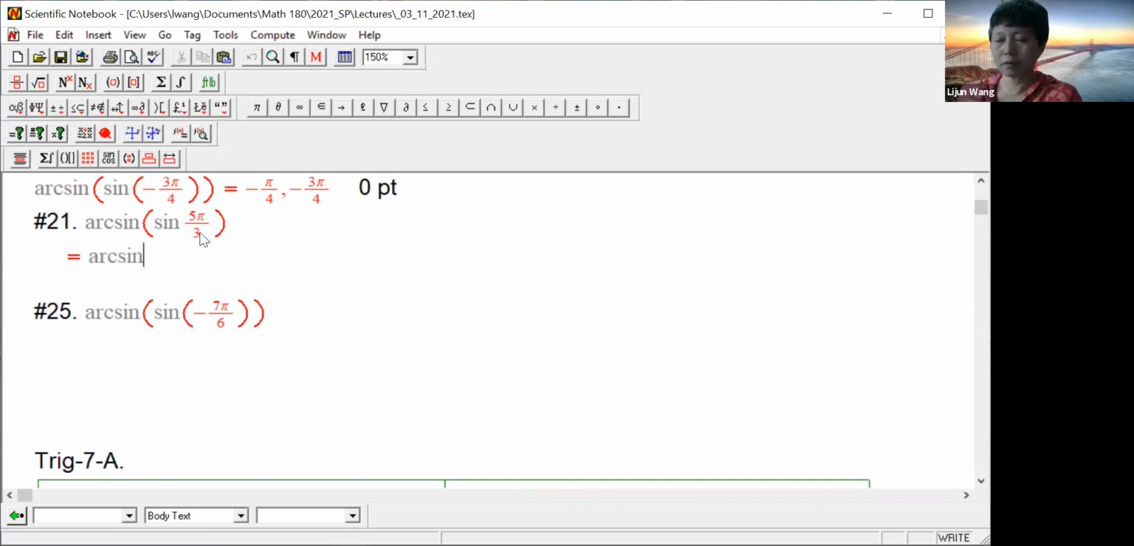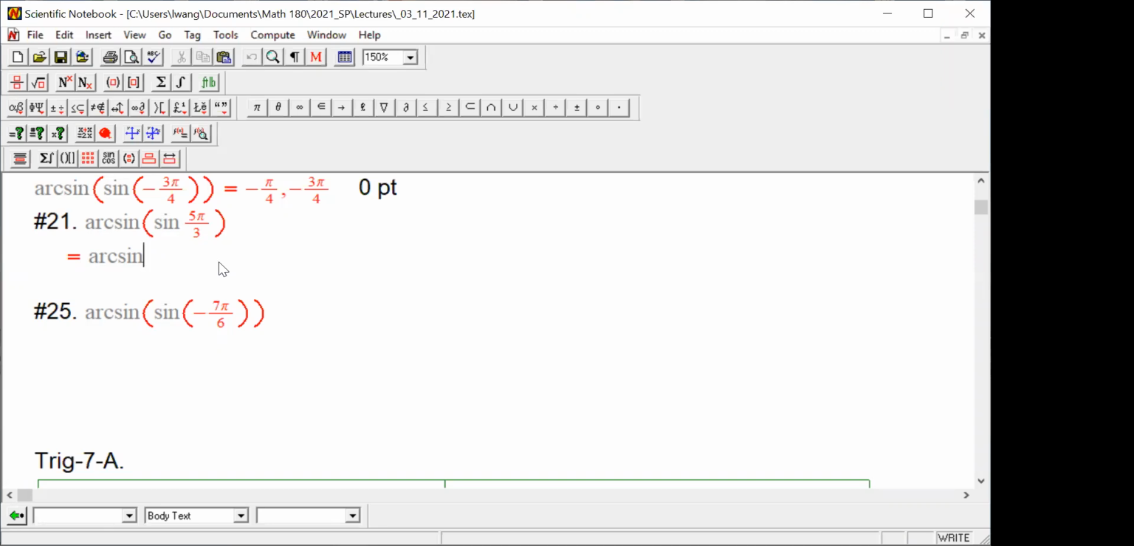5 pi over 3. This is a counterclockwise measurement from standard position. Where is the terminal? In the fourth quadrant, right? Is it in the fourth quadrant? Yes. So it satisfies the requirement.